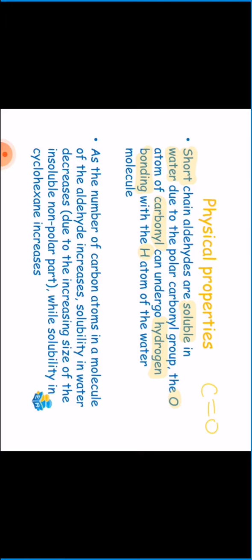of water. Now, similar to our alcohols, there is a trend as our alkyl chains get longer in aldehydes. So as the number of carbon atoms increases, solubility in water decreases, and this is due to the increasing size of the non-polar part of the aldehyde. So there is more non-polar carbons present than there is for your carbonyl, so it won't dissolve in the water. So solubility increases in cyclohexane as your carbon chain gets longer in an aldehyde.